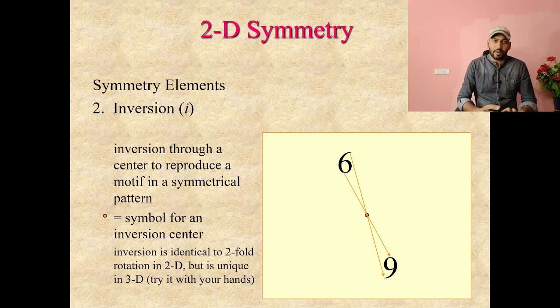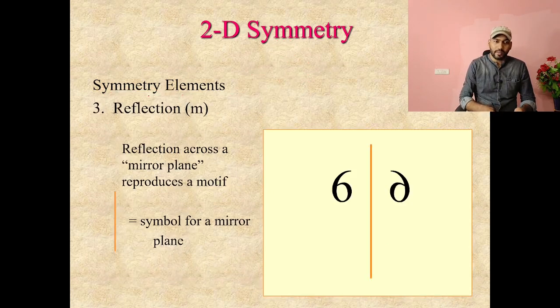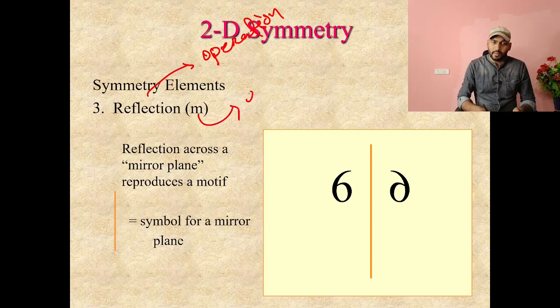In today's class, we will talk about the other two elements, which are the center of symmetry and the mirror plane. For center of symmetry, the symmetry operation is inversion. Inversion is the operation and the element will be the center. Similarly, for reflection, reflection is the operation and the mirror plane is the element.